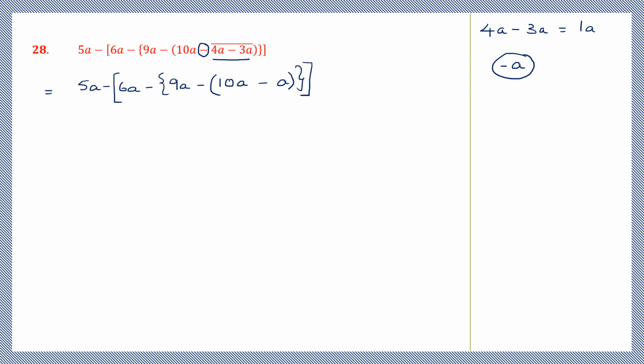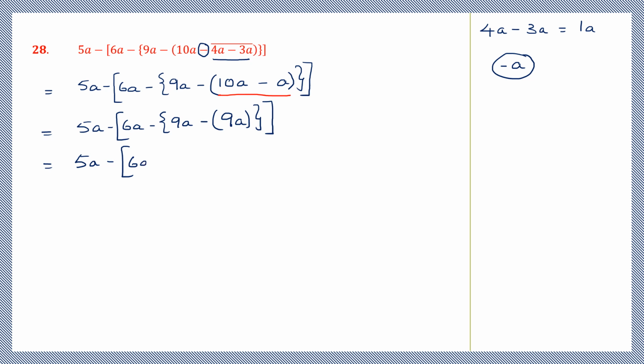So now we have to simplify what is inside the common bracket. We have to remove the common brackets now. So 5a minus square bracket 6a minus curly bracket 9a minus, inside the common brackets we have 10a minus a. 10 minus 1 is 9, so that is 9a, and we are going to now remove the common bracket. So 5a minus 6a minus 9a, and we're going to remove what is inside. So before you remove, look at the sign before that, it's minus. So the sign of what is inside the bracket will change. So it becomes minus 9a.